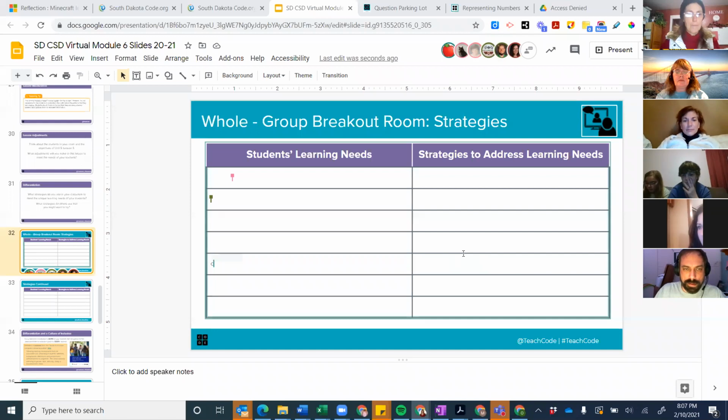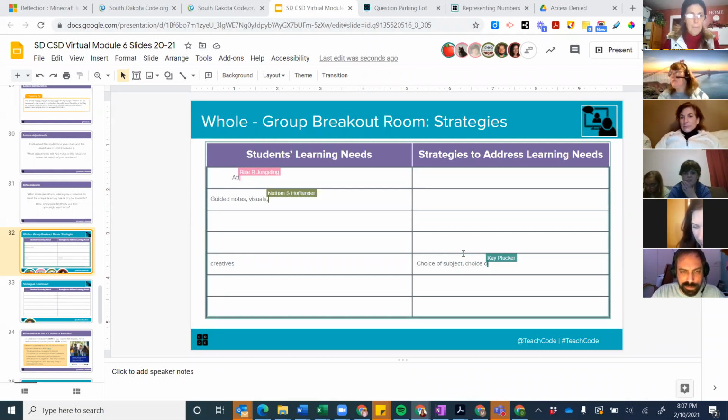I'll maybe give you a few minutes to ponder this one and just reflect on your own. Maybe start with the first column before you start doing some strategies to address their certain learning needs. And we'll just take a few minutes because this is really good stuff right here.